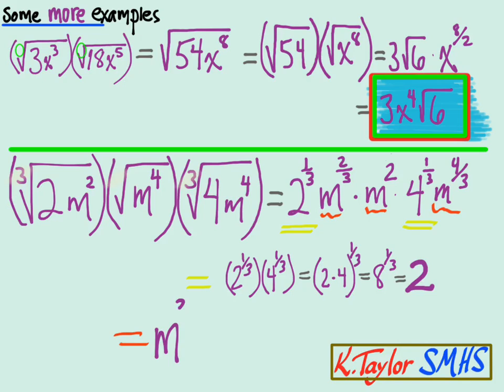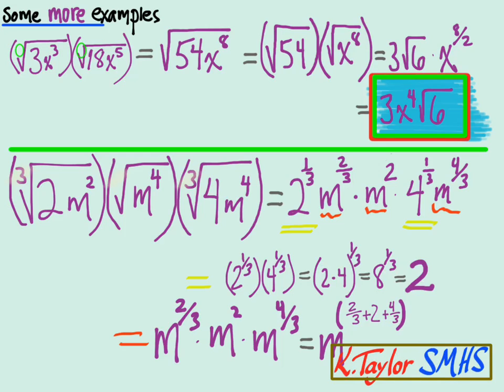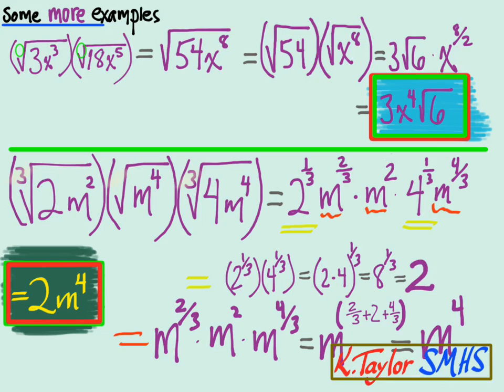Then if I deal with the m's, the product of all three m's there, hopefully you remember that one of those other rules of exponents is when you multiply terms together, you add up their exponents. So you add those together, 2/3 plus 2 plus 4/3. 2/3 plus 4/3 equals 6/3. Well, that's 2. So that whole sum of exponents there equals 4. So my final answer there is just 2 times m to the 4th.